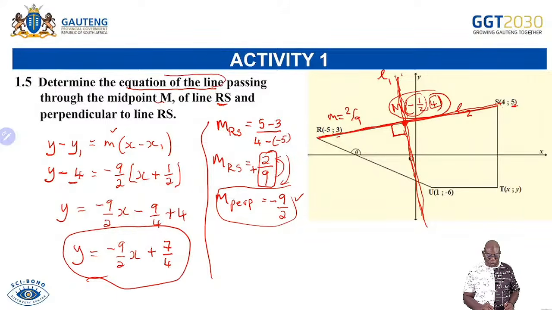Remember, it is the equation of the straight line. So how should I get the equation of the straight line? You need the gradient and you need a point where that line is going to pass through. Very nice question, this one.